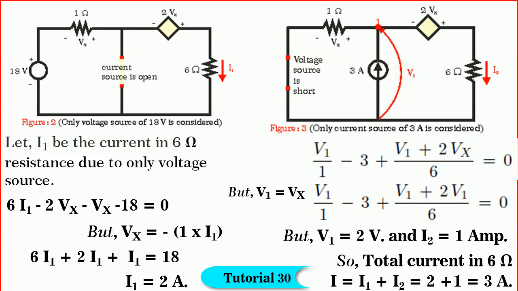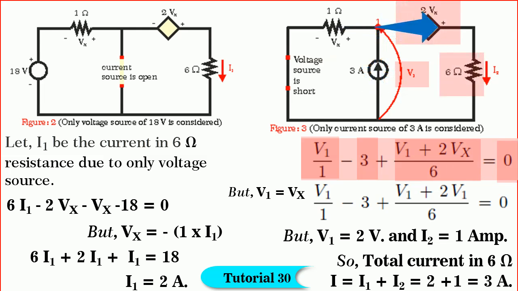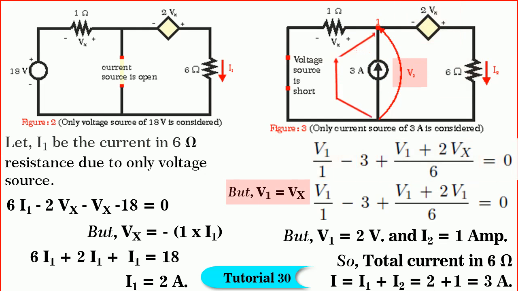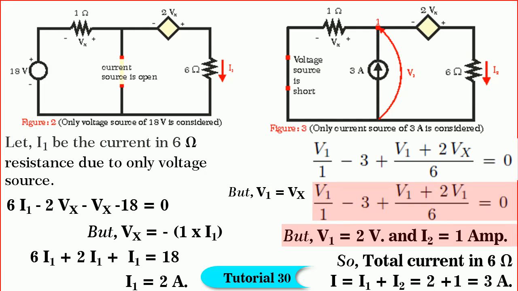By writing the nodal equation for node 1, we get V1 divided by 1 minus 3 plus V1 plus 2Vx divided by 6 is equal to 0. But V1 is equal to Vx. By substituting and solving, we get I2 is equal to 1 ampere. Again, note the answer is positive. Therefore, the total current in the 6 ohm resistance I is equal to I1 plus I2, which will give us 3 amperes.